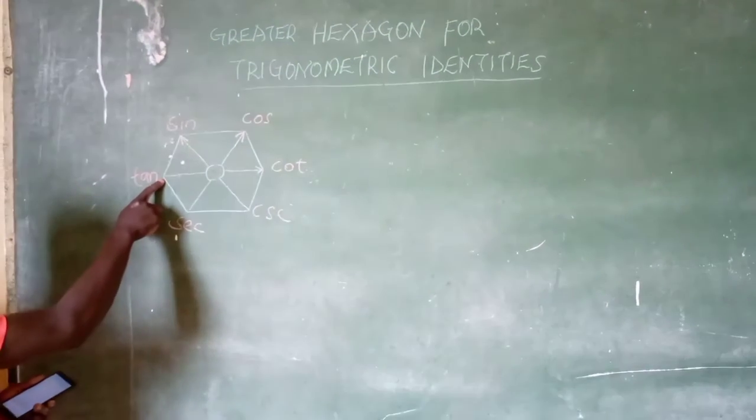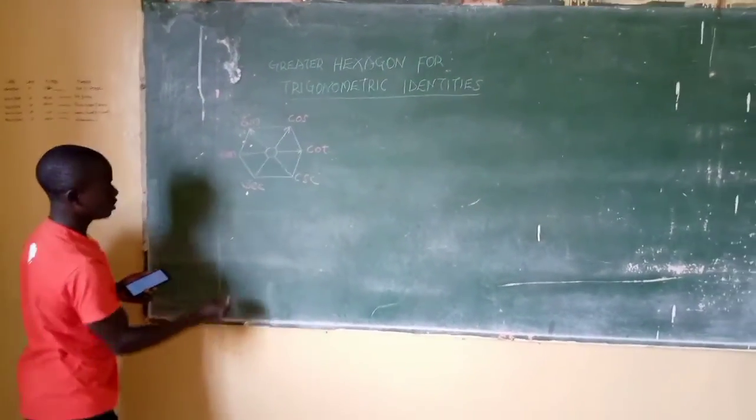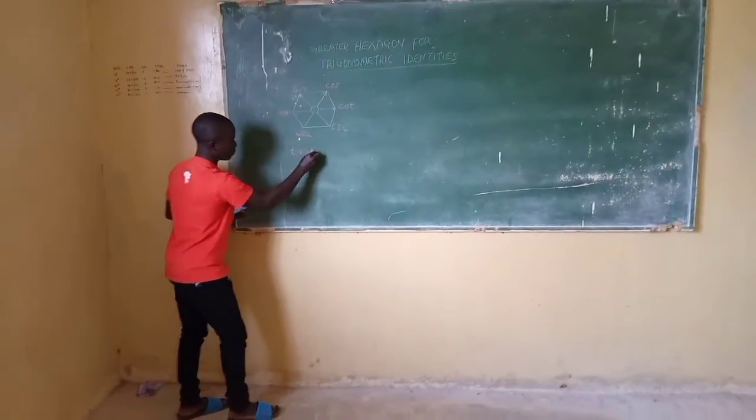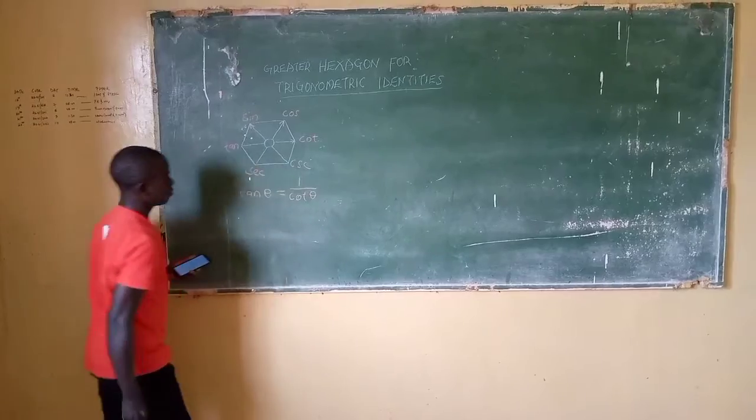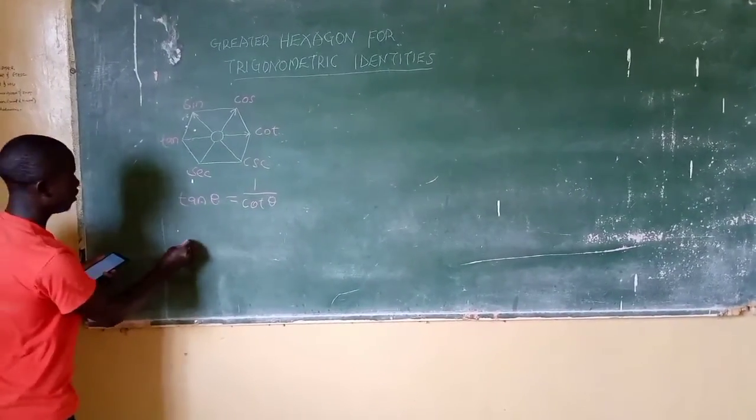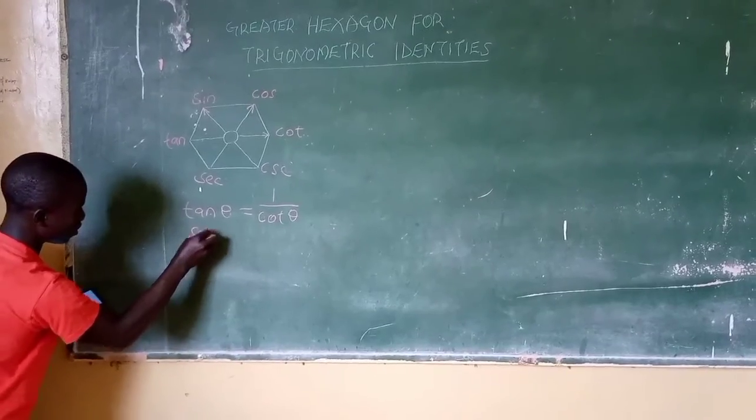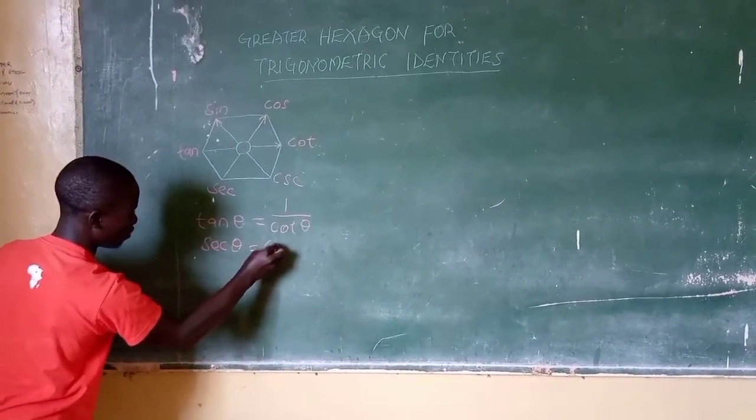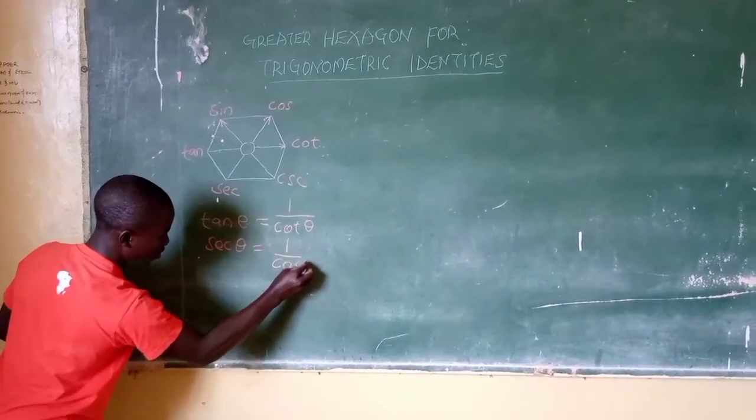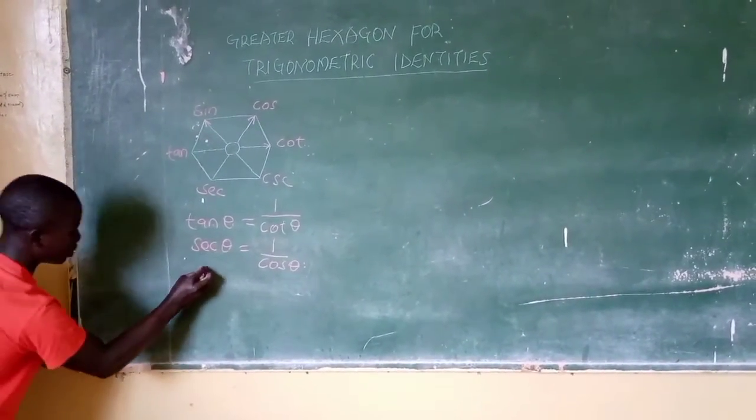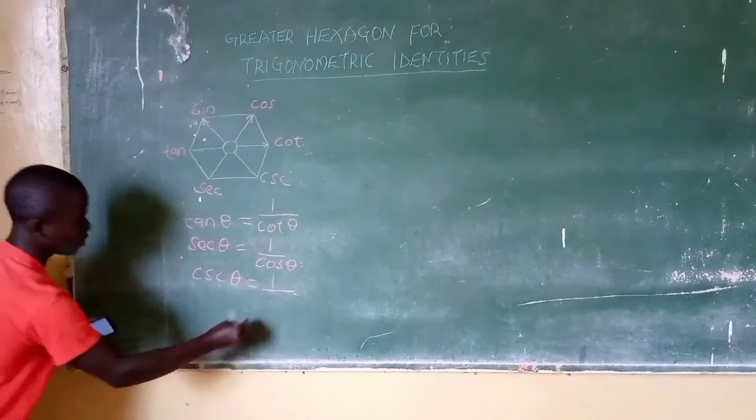So from here, tan is given by the reciprocal of the opposite identity, which is the cotangent. So tan of theta is given by the reciprocal of the opposite identity, so 1 over cotangent of theta. Then secant of theta is given by the reciprocal of cosine, 1 over cos theta. Then cosecant of theta is given by the reciprocal of where the arrow is facing, so it is sine of theta.